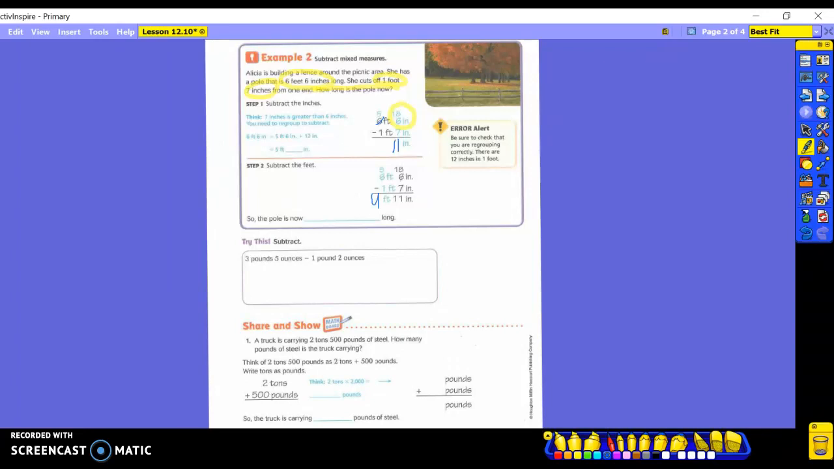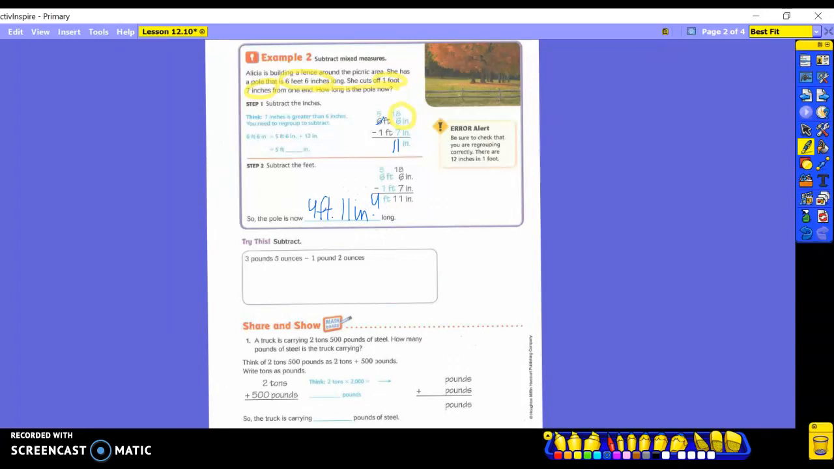So, you have to do a little bit of thinking when we're doing measurements. We can't just change it to 10 like we're used to doing when we regroup with regular numbers. We have to actually regroup our measurements. So, what does this end up being after she has cut the stuff off? 4 feet 11 inches. Now, we forgot to answer this one up here.